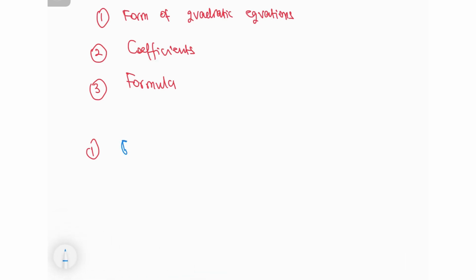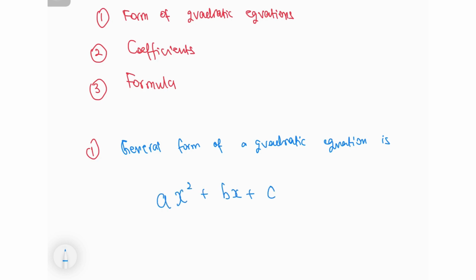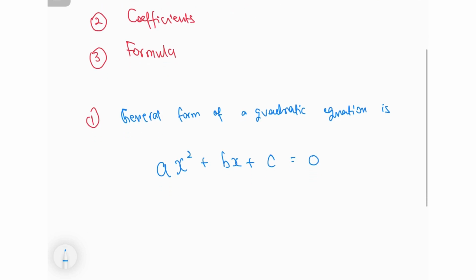So the general form of a quadratic equation is ax squared plus bx plus c equals 0, where a has to be different from 0, b can be any real number, and c can also be any real number.